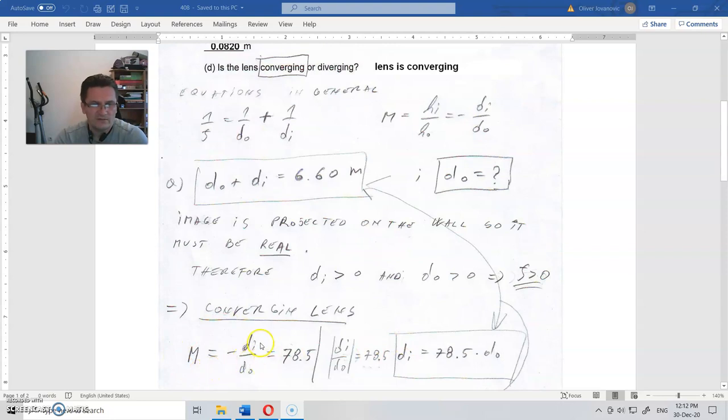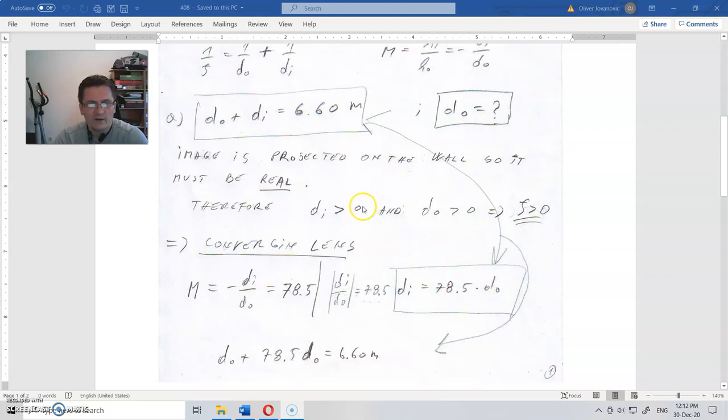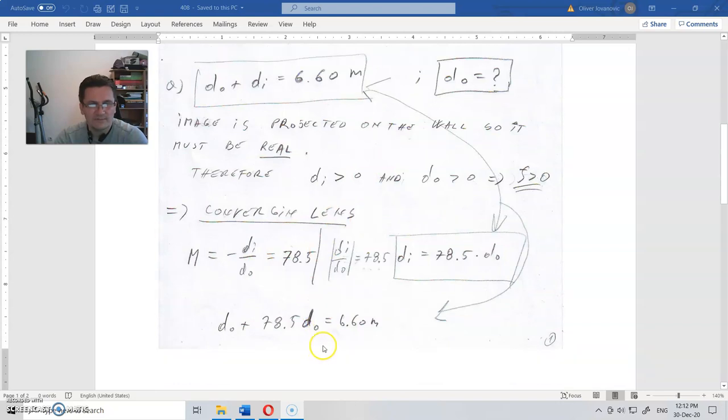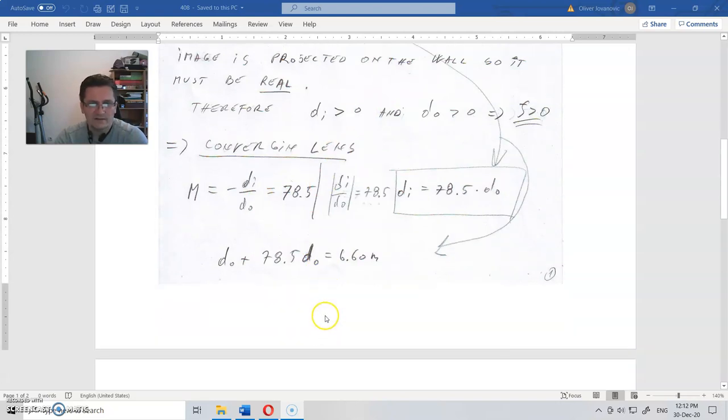And from the magnification, you could find the relation between distance to the image and to the object, and that is actually 78.5. When you take that into account, and you have that the sum is 6.6 meters, you have two equations with two unknowns, and from there it's easy to calculate the distance to the object from the lens.